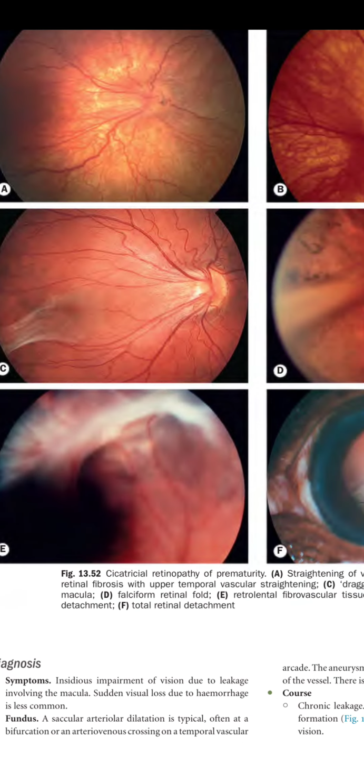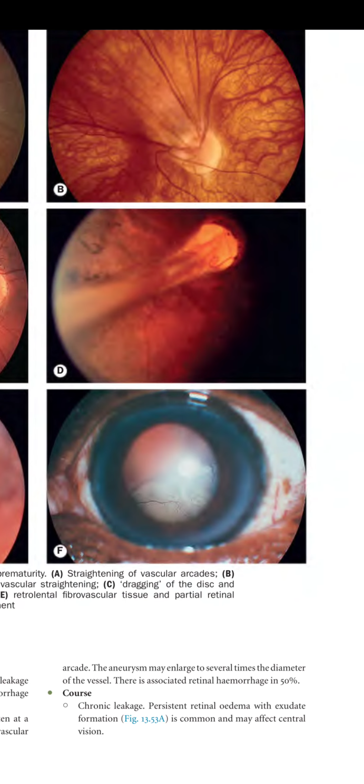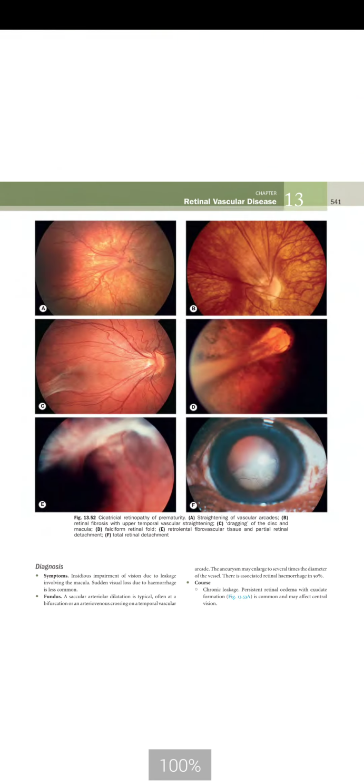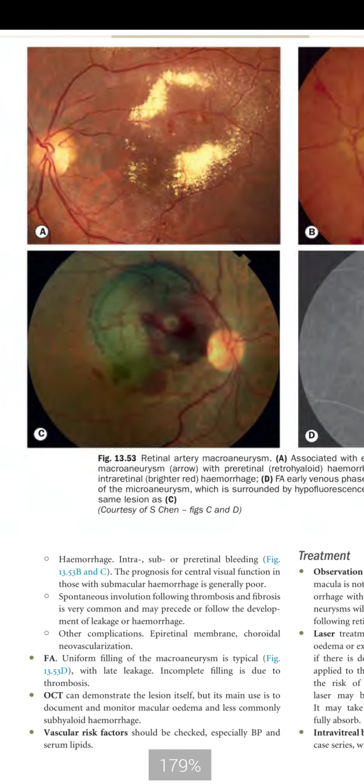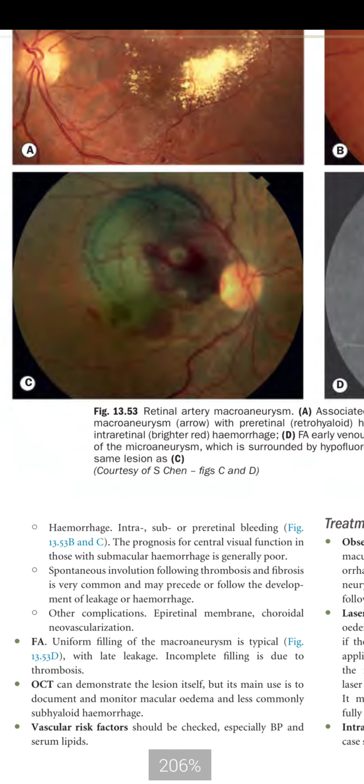So what happens in a case of chronic leakage? Persistent retinal edema with exudate formation is common and may affect the central vision. So exudate formation and retinal edema can occur with the macroaneurysm. Hemorrhage can occur at any time. It can be intraretinal, subretinal, or preretinal bleeding.